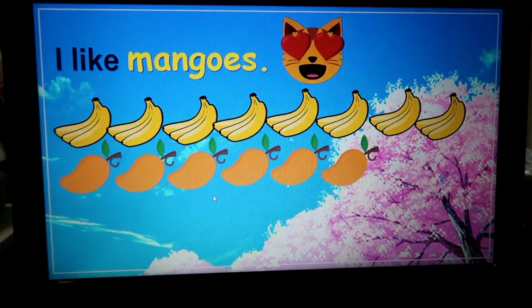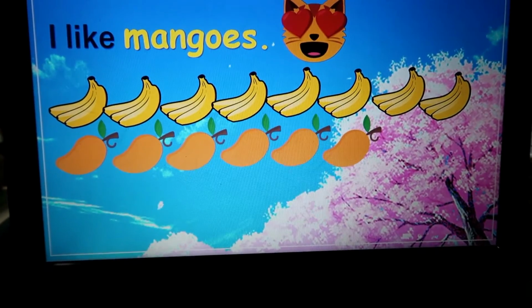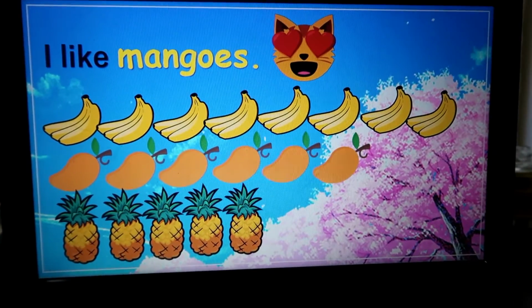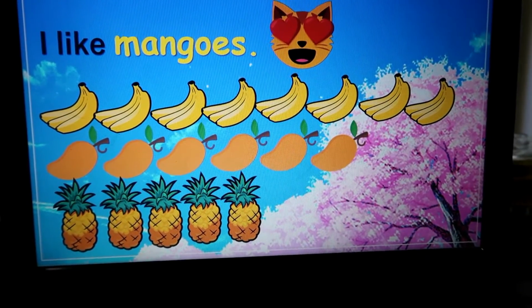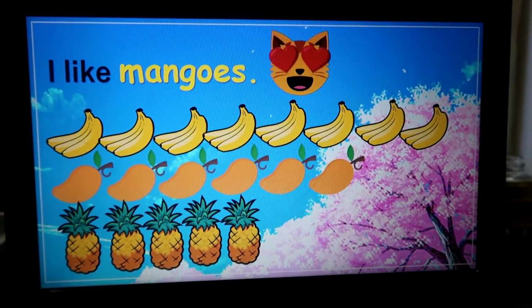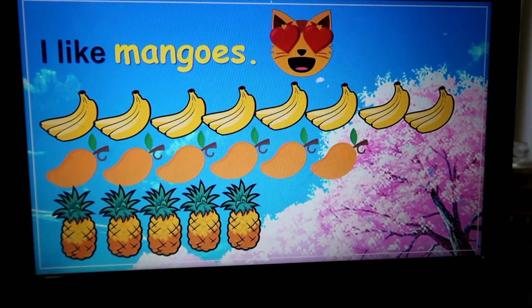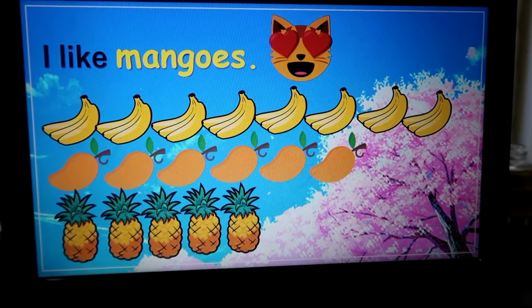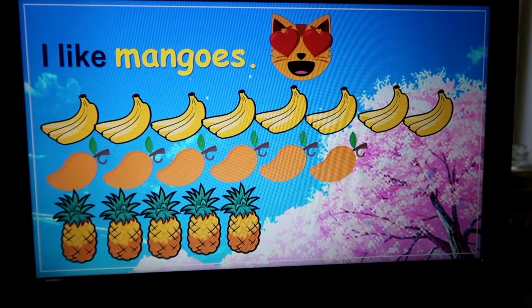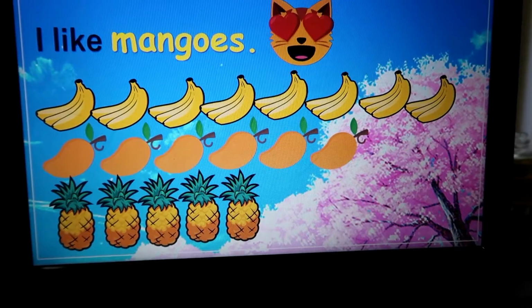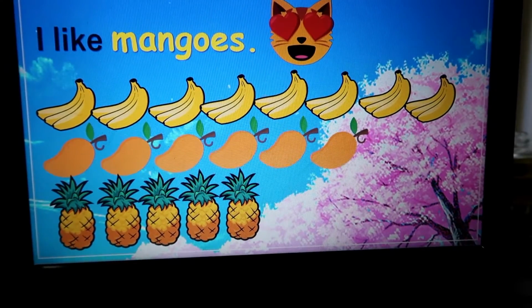You will also ask, I like bananas? Hands up. Okay, and I like pineapples? Okay, everyone, let's have an activity. For this activity, students will be walking around the classroom and telling their peers, hi, I like mangoes. Hi, I like bananas. See you. Or something like that, depending on the level of your students.